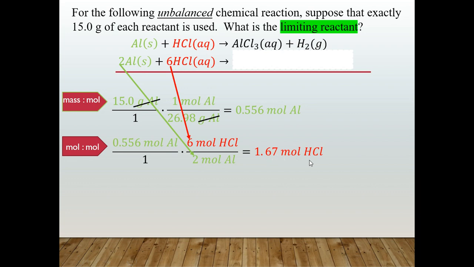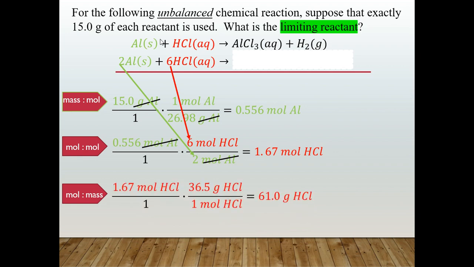But from here, you need to figure out whether aluminum or hydrochloric acid is the limiting reactant. So we have to do one more step, okay? And that is we have to go from moles to grams, because the problem gives us grams of each reactant. So you have to convert now moles of hydrochloric acid to grams of hydrochloric acid. So here we go from moles to mass, again, mass in this case being units in grams. So we take the previous answer that we found, 1.67 moles of hydrochloric acid, put that over 1.